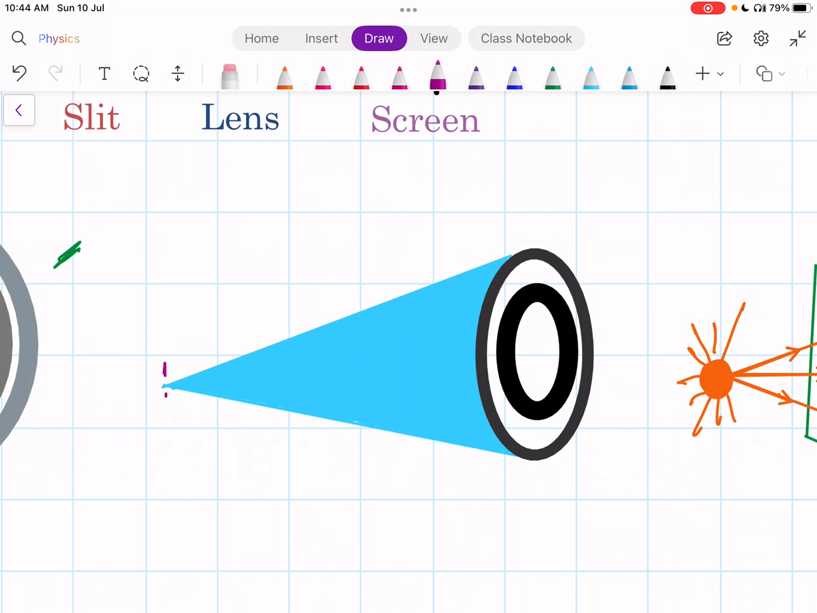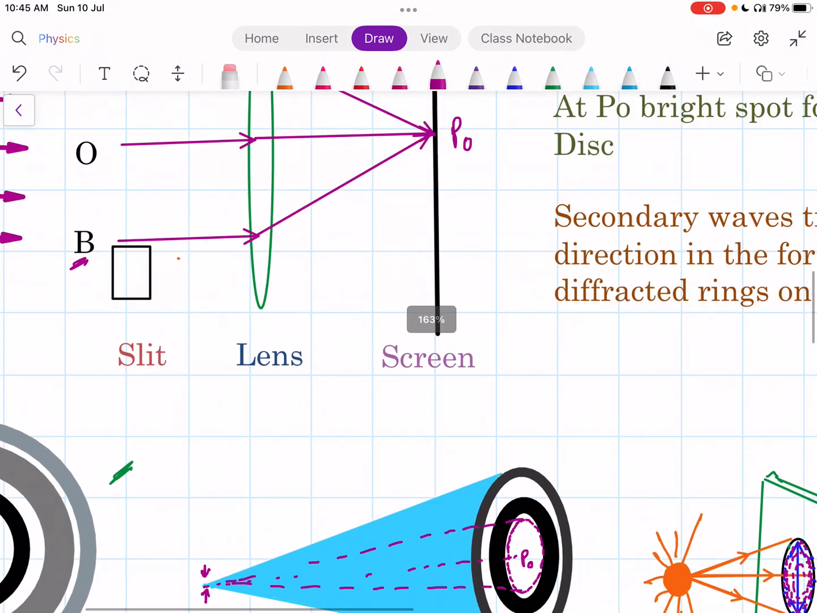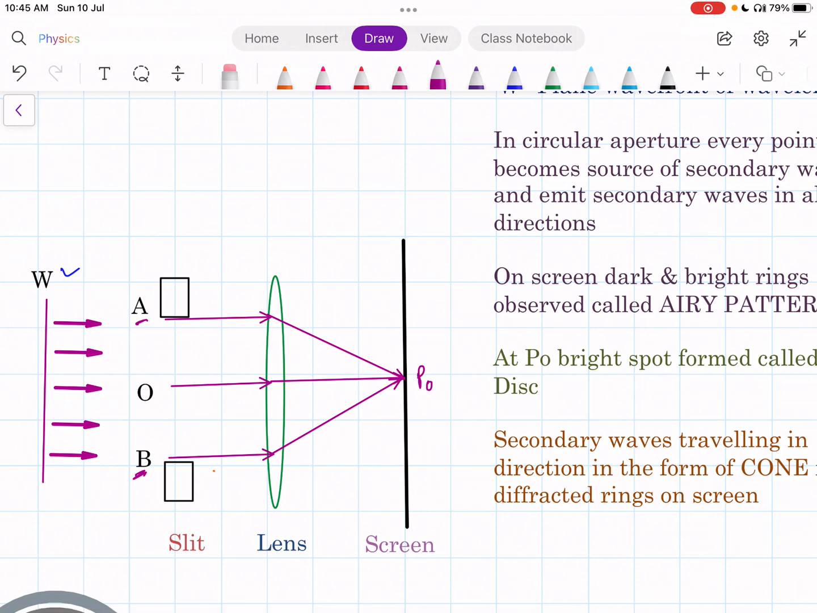This is our small circular aperture. The light which is going in this way is reaching this point P0, and here at point P0 we will get a bright circle, a bright spot which has some diameter, and this bright spot is formed because the cone of light is reaching at this point. So at point P0, we will get a bright circle.